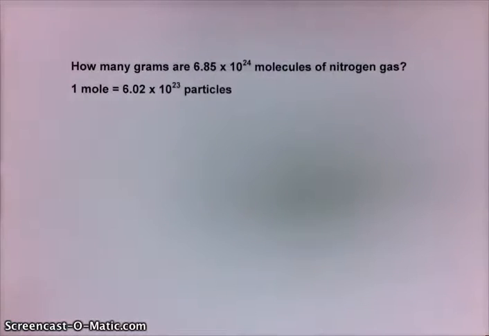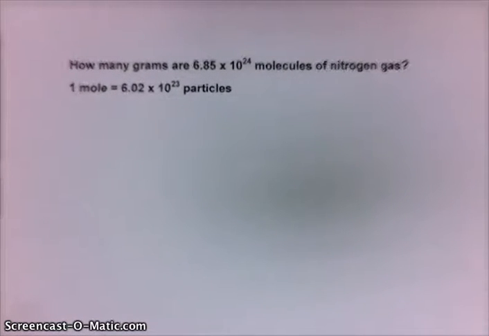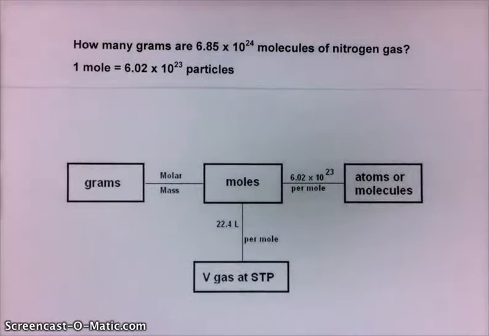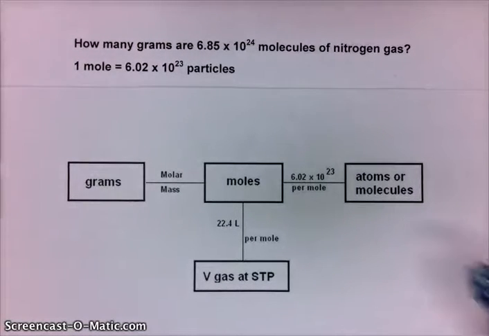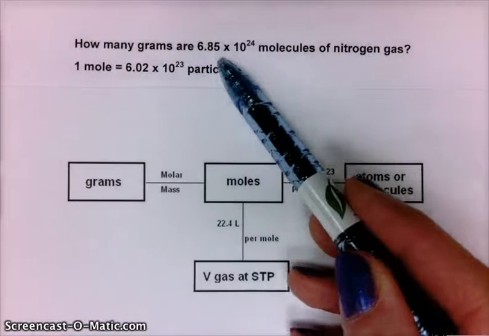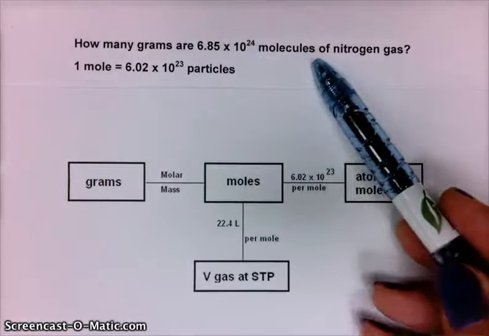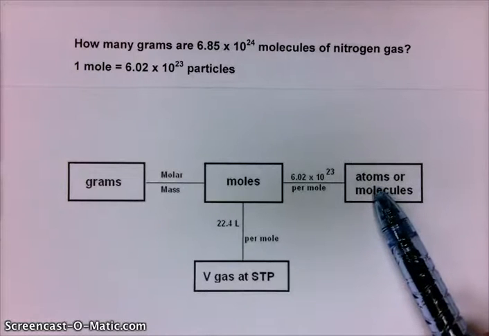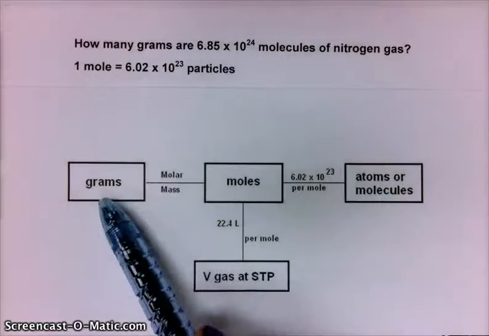The first problem I'm going to work is how many grams are 6.85 times 10 to the 24th molecules of nitrogen gas. And again, we're given Avogadro's number: 1 mole is 6.02 times 10 to the 23rd particles. Let's look on our chart to see where we're starting and where we're going. We are given 6.85 times 10 to the 24th molecules of nitrogen gas. So we are starting here in this box. We are asked how many grams, which is this box.